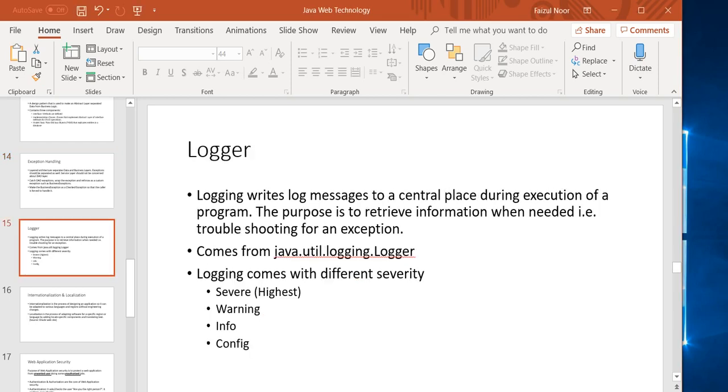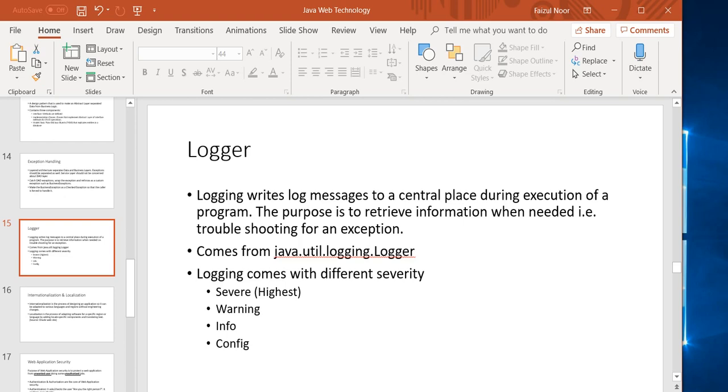Now let's look into the logger. Logging writes log messages to a central place during execution of a program. The purpose is to retrieve information when needed, that is, troubleshooting for an exception. So that means whenever there is an exception, we need to tell the user that something is happening, and also the person who is going to debug or look into the exception should have some clue about what happened, and that clue we are going to put into an XML file or a text file depending on your choice, and that is where the logger comes into place.